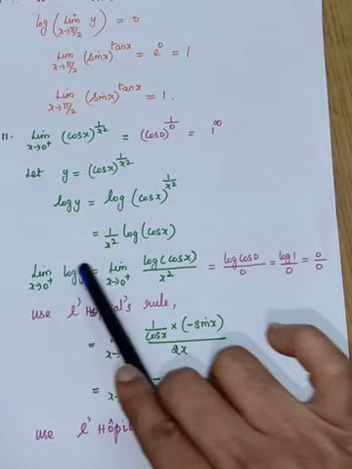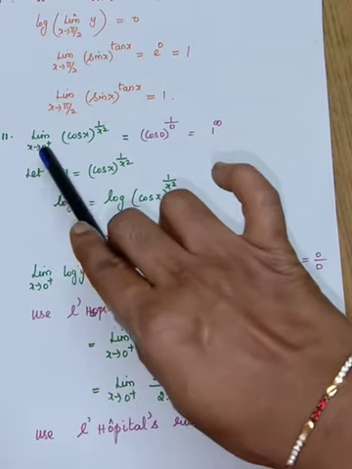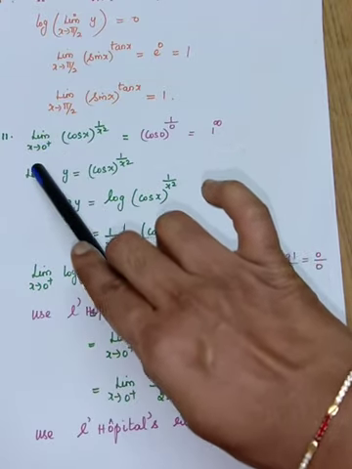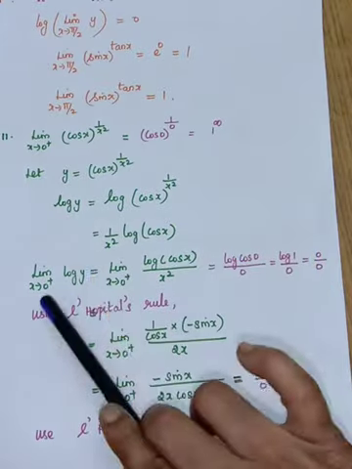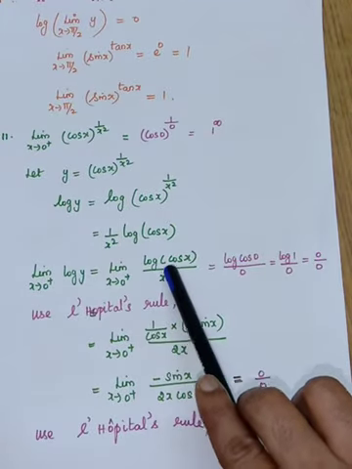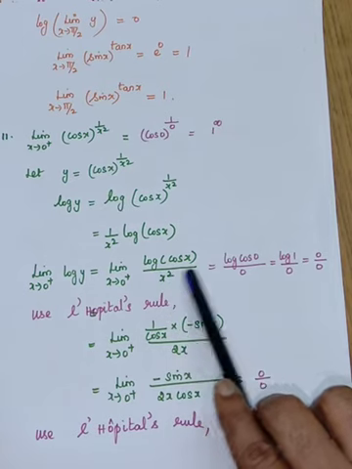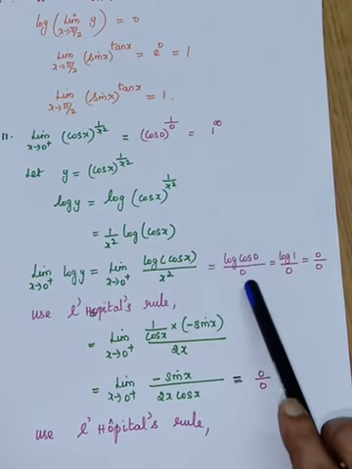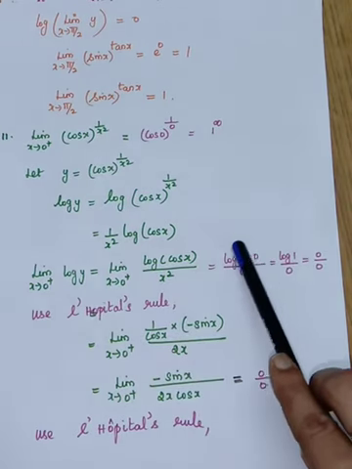Next you have to apply the limit on both the sides. What is the limit given in the problem? Limit x tends to 0 plus. So we apply the limit on both the sides. When you apply the limit, it will be log of cos 0 divided by 0. What is cos 0?